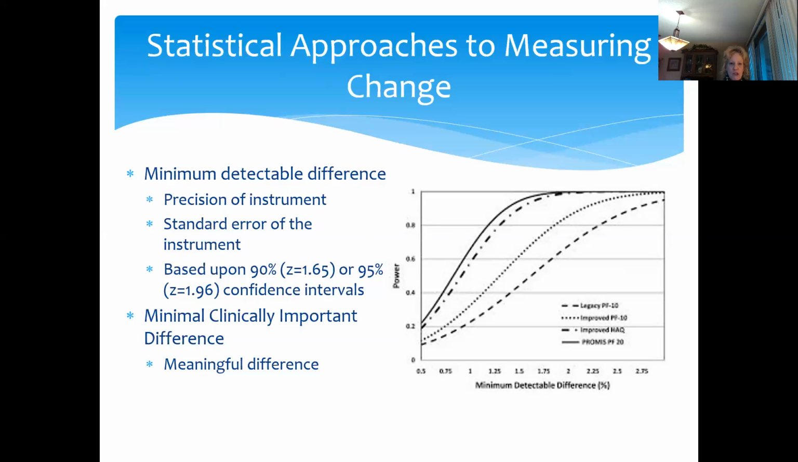Your 90% is your Z of 1.65, and your 95% is your Z of 1.96 confidence intervals. And that just comes from the normal distribution, right? And those tails. And the minimal clinically important difference is, so there's these statistical differences, but in the real world, does that matter? And in the clinical world, is that a meaningful difference or not? And so that's your minimal clinically important difference.